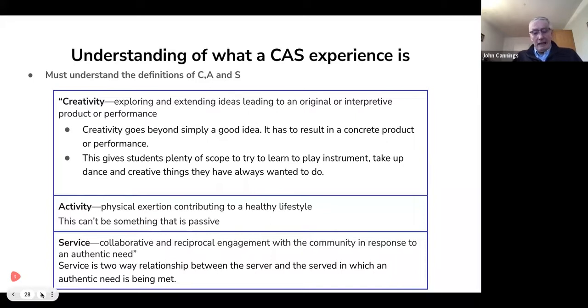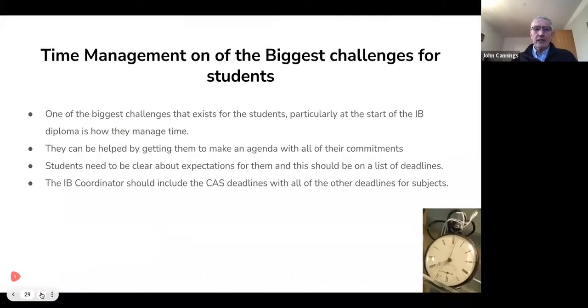Service, as it's described in CAS, is really a two-way relationship between the server and served, in which an authentic need is being met. And this is a change to our traditional view of service, where we looked at really doing service to someone else and not always being certain about whether the service was needed. So that's, I think, a very important thing.